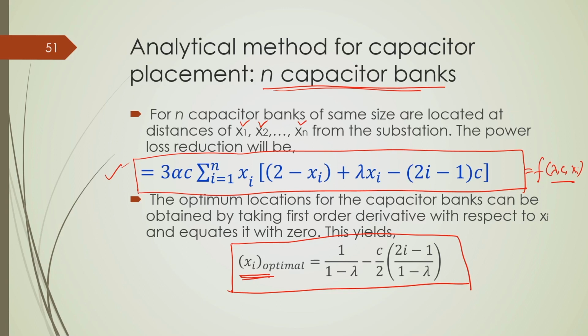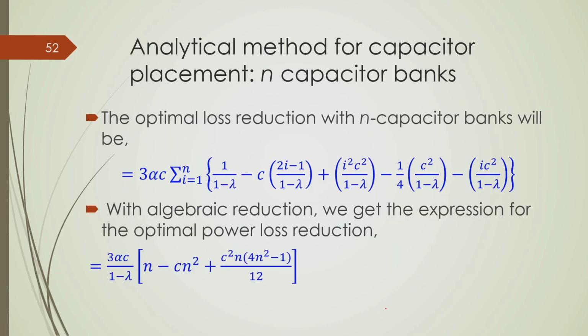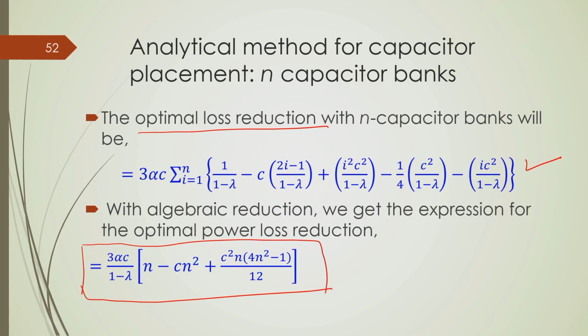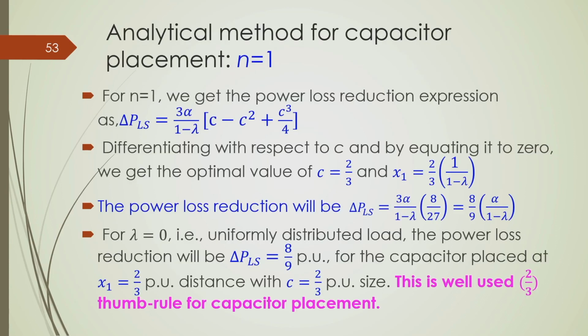Now, if you put this expression over here, you will get the optimal loss reduction expression, which comes out to be this. If you simplify it, since there are infinite series, it comes out to be this expression, which gives you the algebraic expression for loss reduction when we have n number of capacitor banks in a feeder. It is as usual a function of n, and of lambda and c as well.